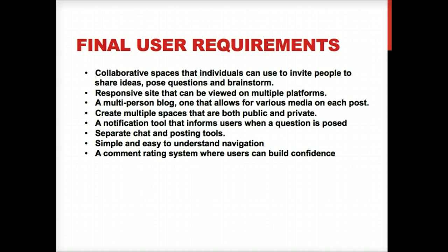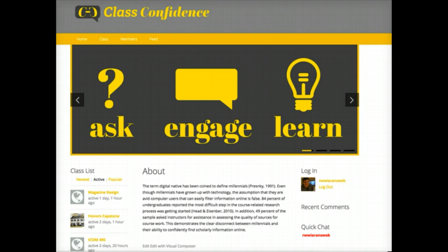So now, taking all that I gathered, I built a final paper prototype, which I'm not going to show you in this video because we showed it in the last one. But from that final paper prototype, I was able to build out my digital prototype. So this is the home screen of the digital prototype. The website I created was called Class Confidence, and as I said before, it's WordPress with the plugin BuddyPress.